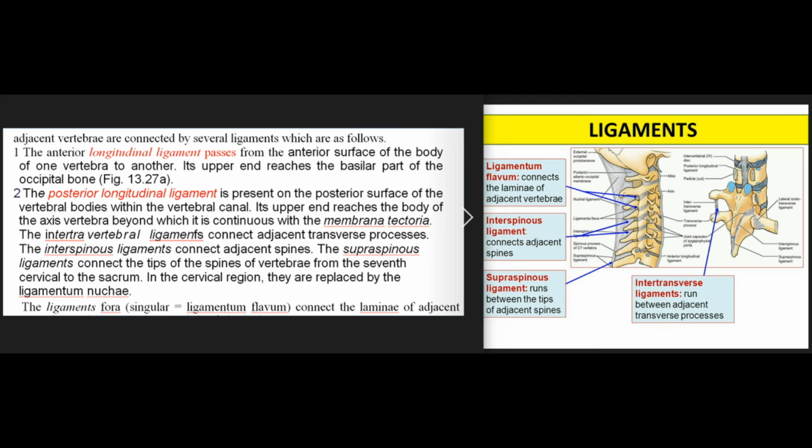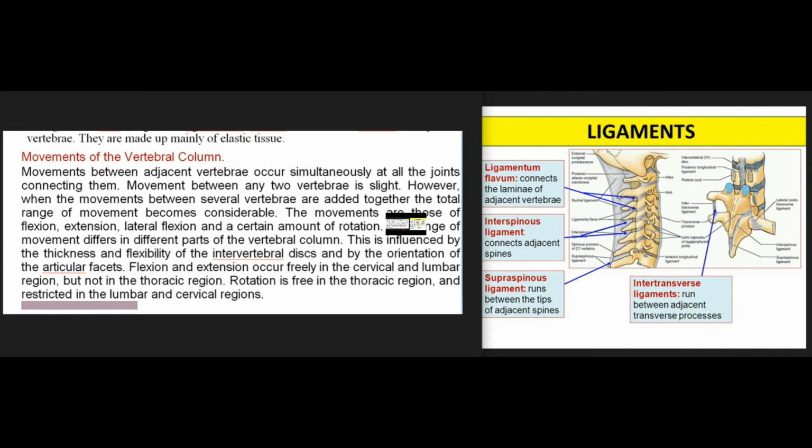The intertransverse ligaments connect adjacent transverse processes. The interspinous ligaments connect adjacent spines. The supraspinous ligaments connect the tips of the spines of vertebrae from the 7th cervical to the sacrum. In the cervical region, they are replaced by the ligamentum nuchae. The ligamenta flava, singular ligamentum flavum, connect the laminae of adjacent vertebrae. They are made up mainly of elastic tissue.